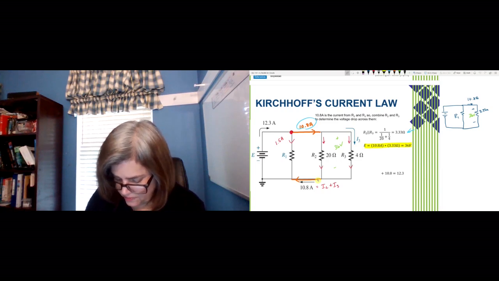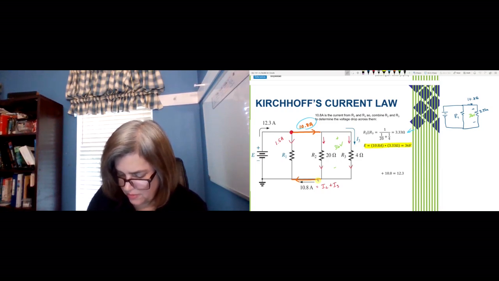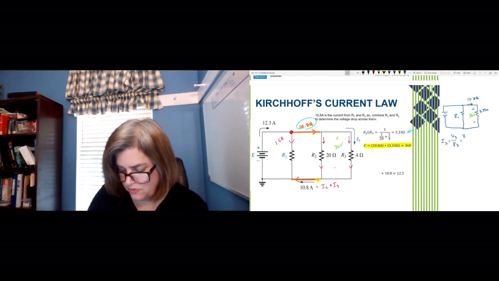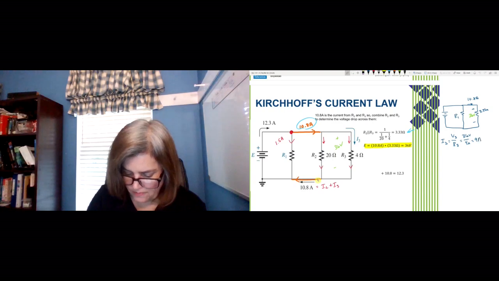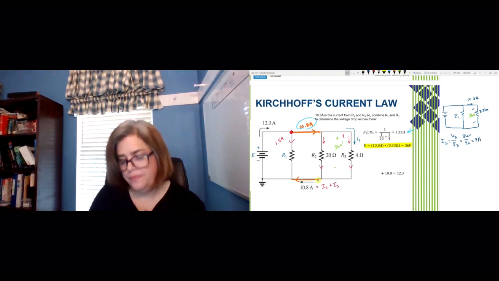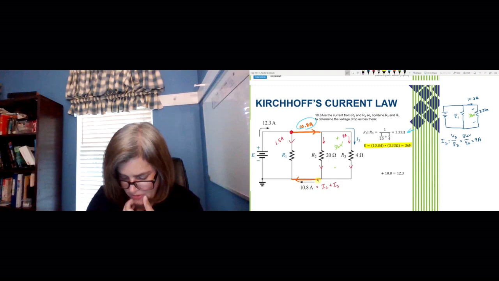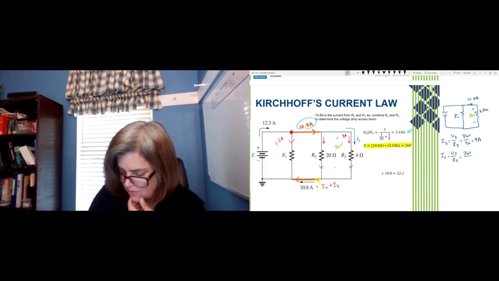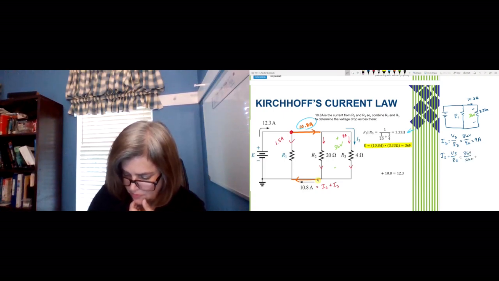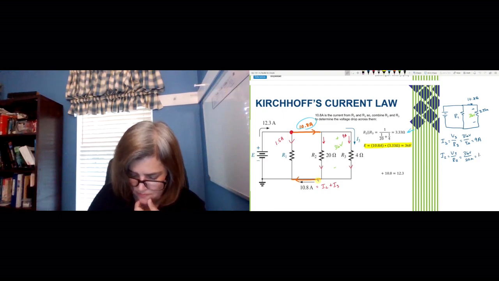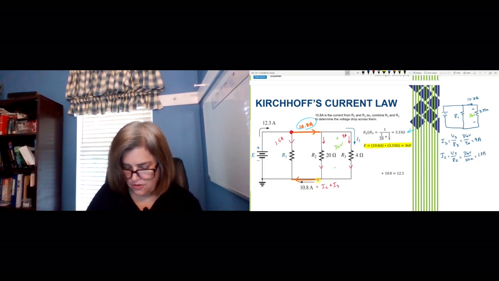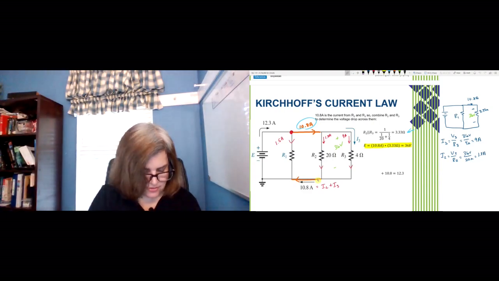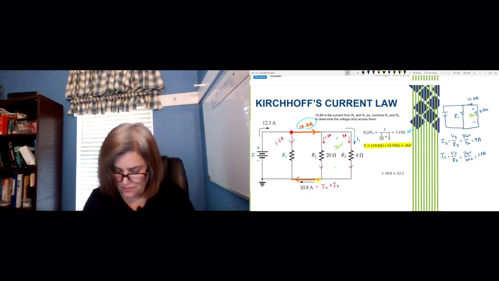So the current I3 would be V3 over R3, which is 36 volts over 4 ohms, or about 9 amps of current there. And the current through R2, I2 would be V2 over R2, 36 volts over 20 ohms, or I guess 1.8 amperes there. And I'm just going to plug that in and check. 36 divided by 20, it's 1.8.